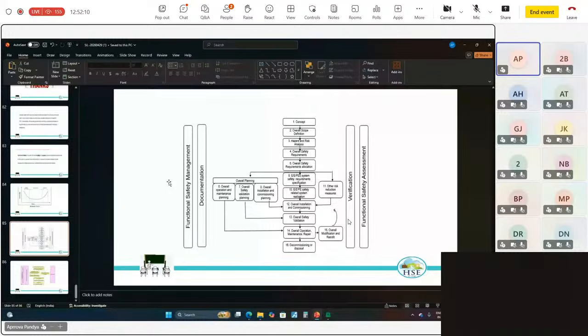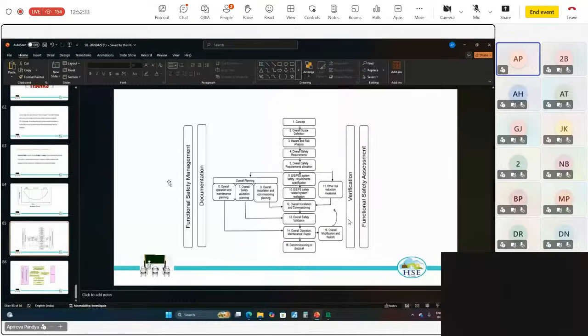You must do verification. That means whatever you have done, whether it is the software or hardware or whatever design you have done, that must be verified. And finally, functional safety assessment. The moment somebody does the verification, somebody must check that he has correctly done it. Okay, so these are the various steps in the safety life cycle of the 61508 life cycle.